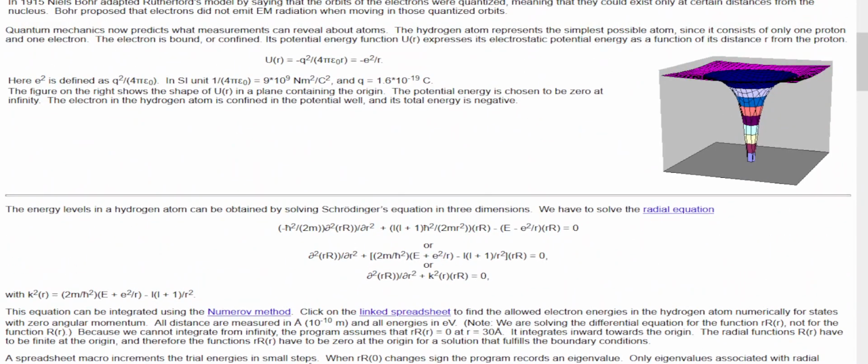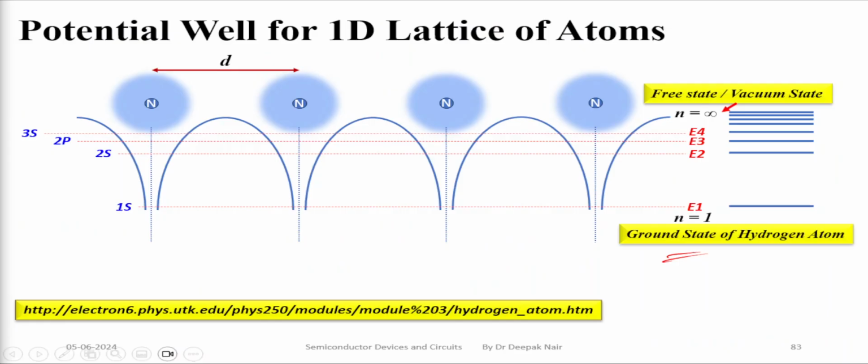So here you have the energy well, for which we have the equation given by minus q square upon 4 pi epsilon r. Okay, if you keep on changing r, you will get different values of energy. Now let us continue with the presentation.